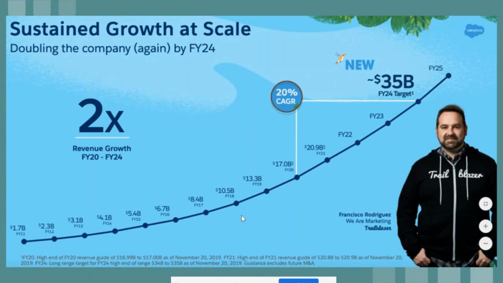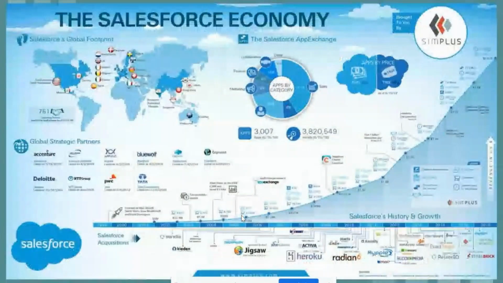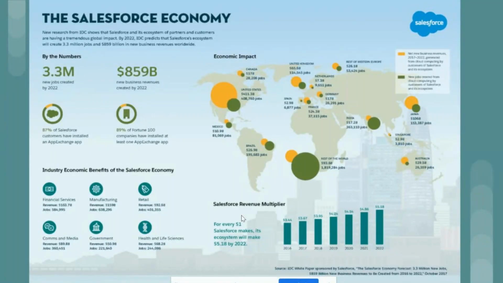Now, if you see this, Salesforce is saying that by 24 we are going to become a $35 billion company, which means they are growing to an extent where everyone will have an opportunity. For example, this is one of the oldest slides. Salesforce proposed this somewhere around 2016, saying they were going to generate 3.3 million jobs across the world, and they did that.